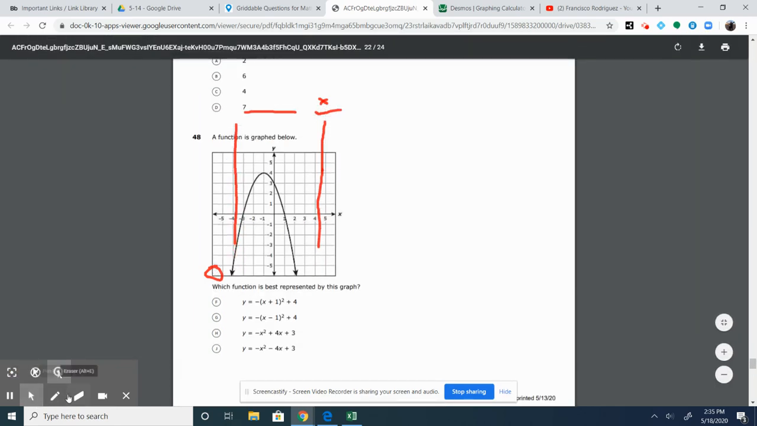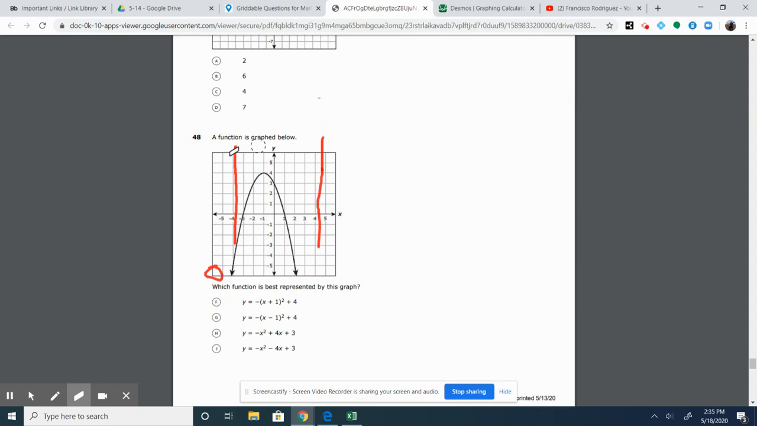Finally, we're looking at number 48. Now with number 48, our parent function is here. Now we moved our vertex 1 time to the left and 4 times up. Now remember that since we're moving to the left, it's going to be inside the parentheses and it's going to be positive. So we move 1 time to the left and we move up 4 times.